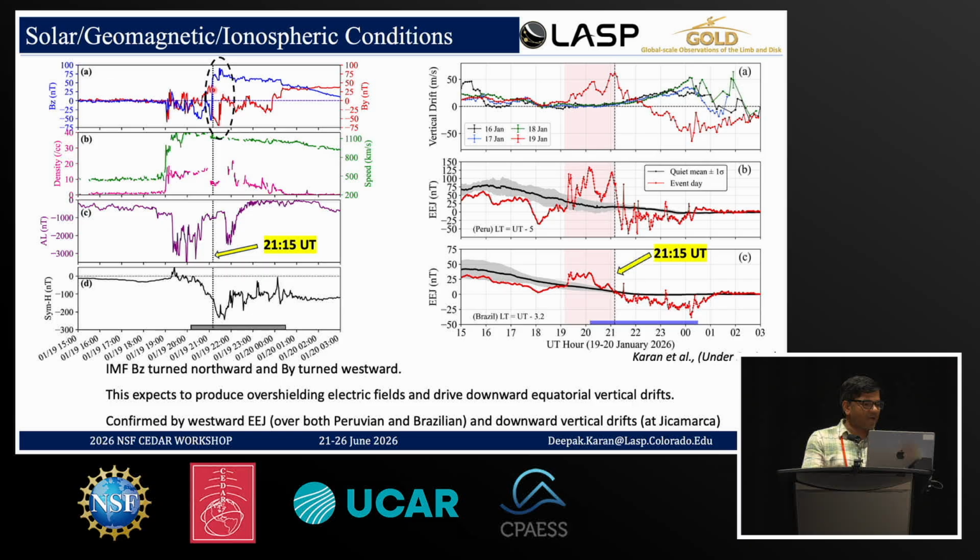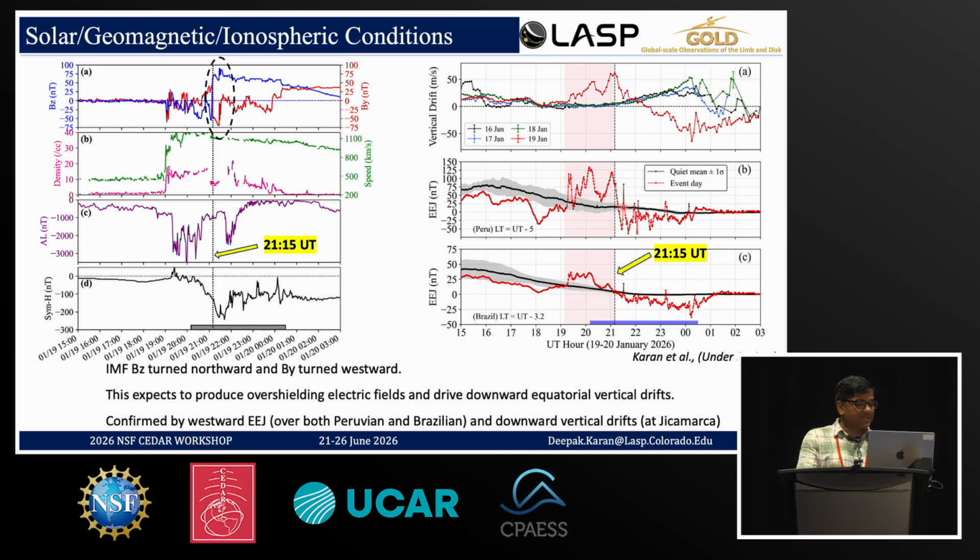Look at the IMF Bz and By. There is a strong reversal of Bz from southward to northward and By from eastward to westward. So this is expected: this kind of condition should produce an overshielding electric field, which can promptly penetrate and create a downward equatorial vertical drift.